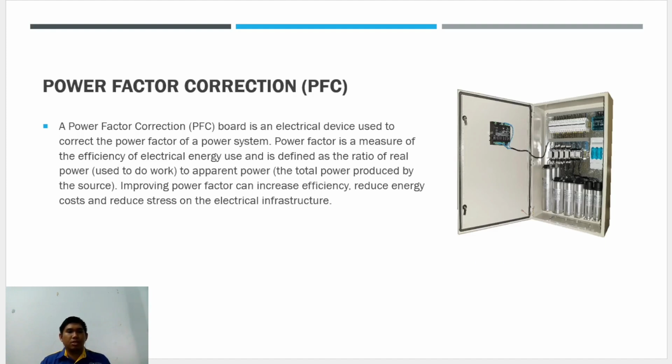Alright, power factor correction is an electrical device used to correct the power factor of the power system. Power factor is a measure of the efficiency of the electrical energy used, and it is defined as the ratio of real power to apparent power. Improving the power factor can increase efficiency, reduce energy costs, and reduce stress on the electrical infrastructure.